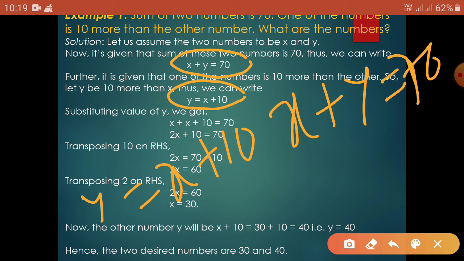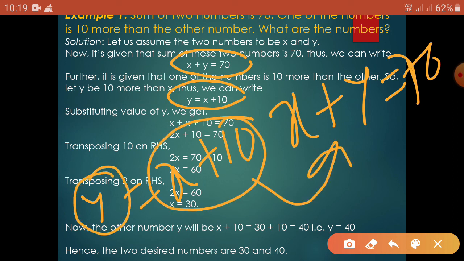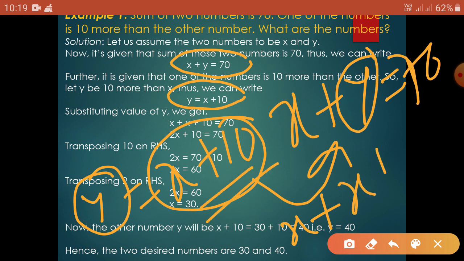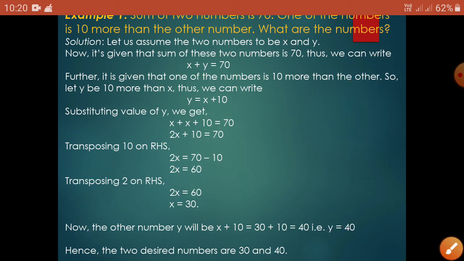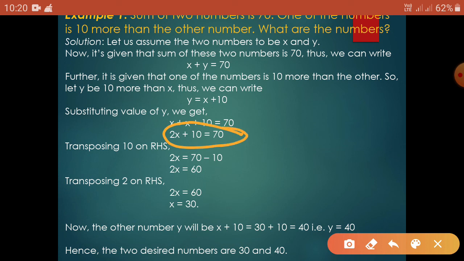So now put the value of y, x plus 10, in the first equation. So what will it be? It will be x plus, and for y it is x plus 10. So write x plus x plus 10 equal to 70. So it gives us x plus x, 2x, and plus 10 equal to 70. So here it is 2x plus 10 equal to 70.